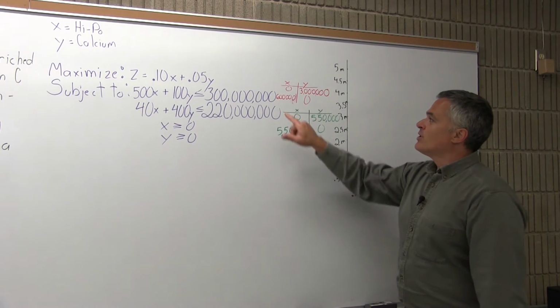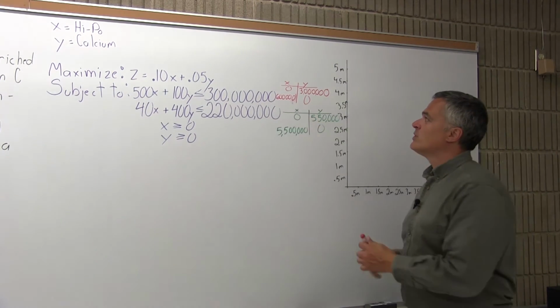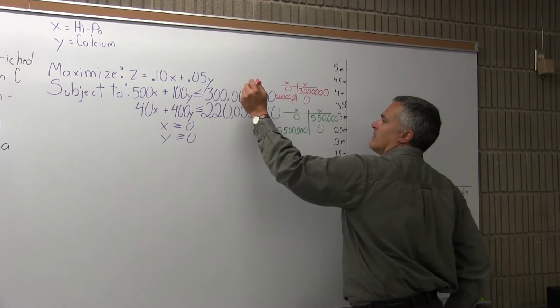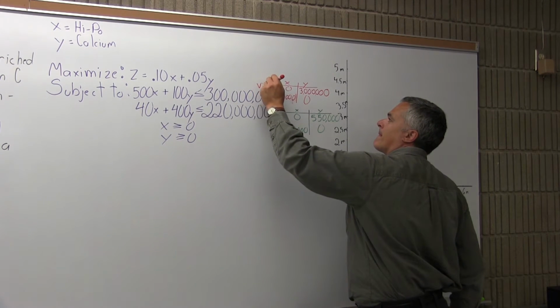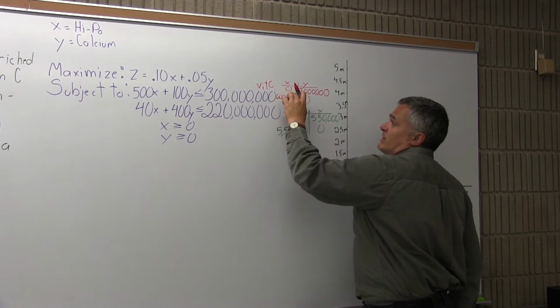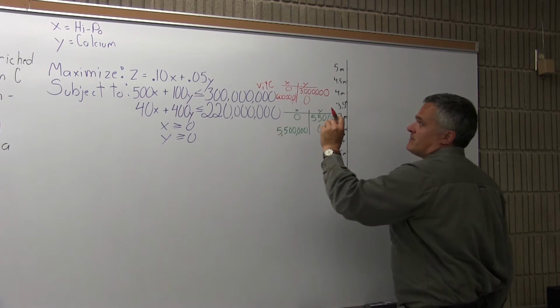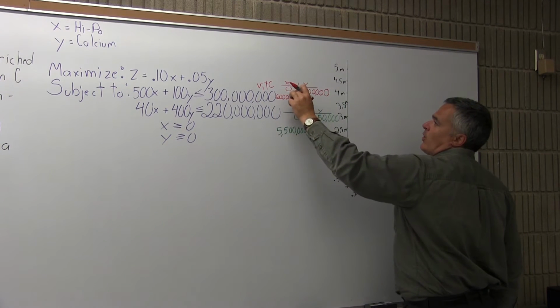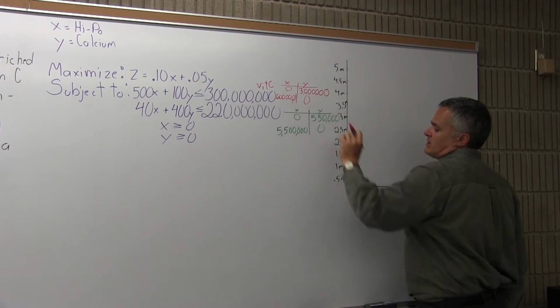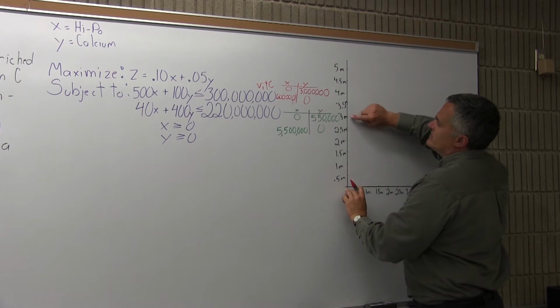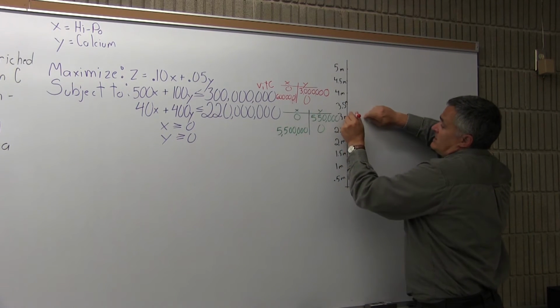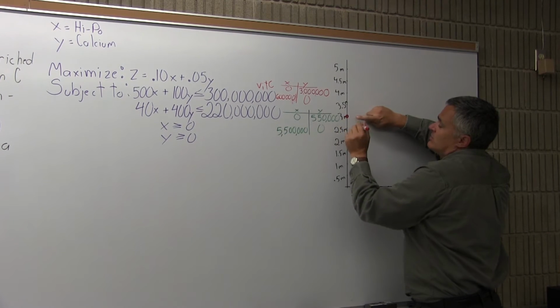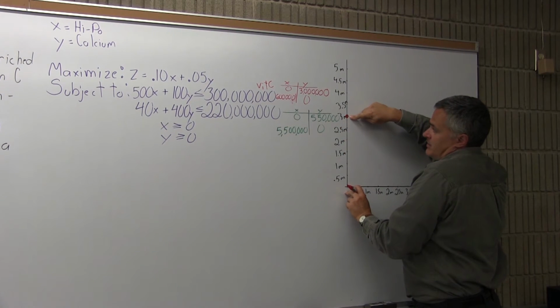The first one with the 300 million, which was for vitamin C, I'm going to put 2 red dots and connect them because I said the vitamin C constraint in red. I go over 0, up 3 million. So on my number scale, over 0, up 3 million is a very reasonable point on my graph. Even though it's such a huge number, I go over 0, up 3 million.